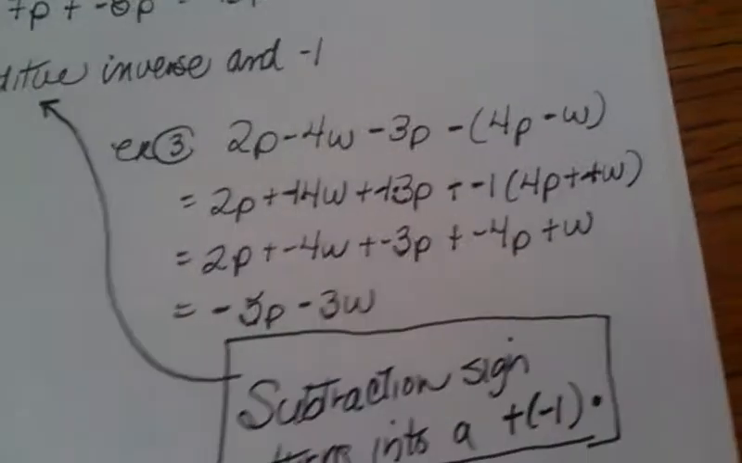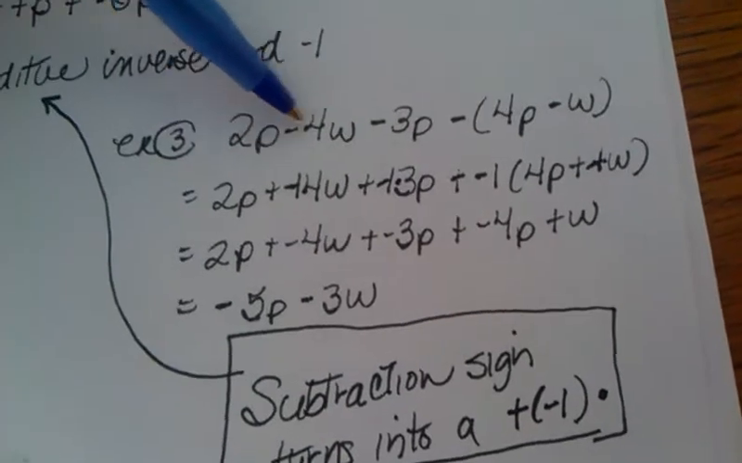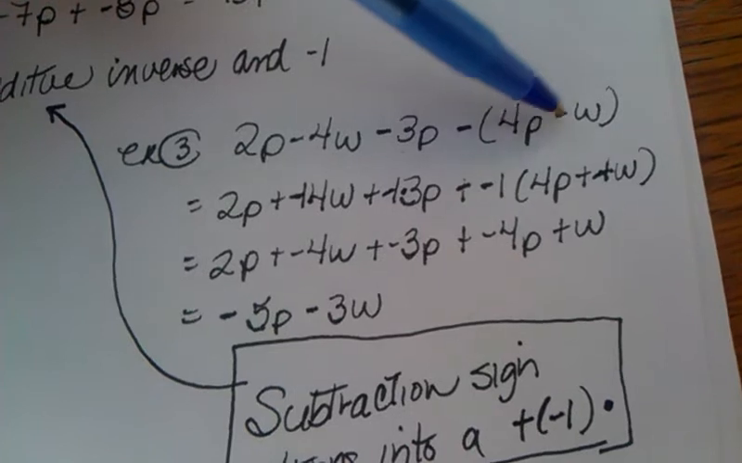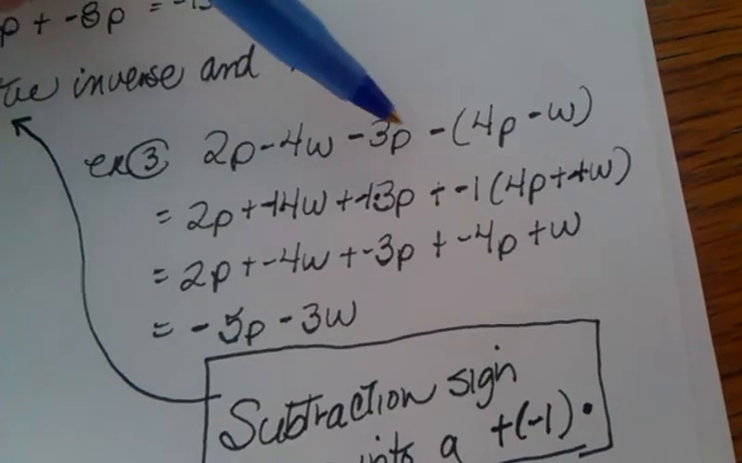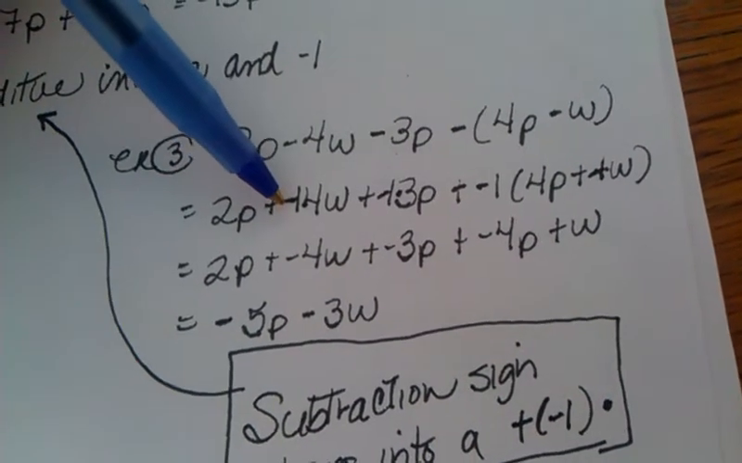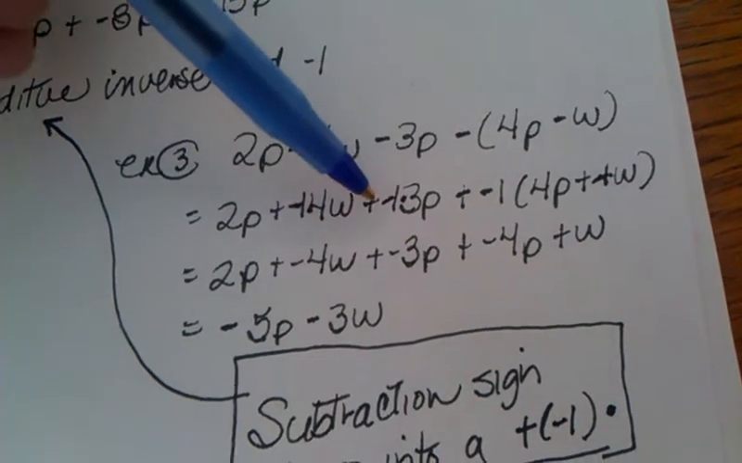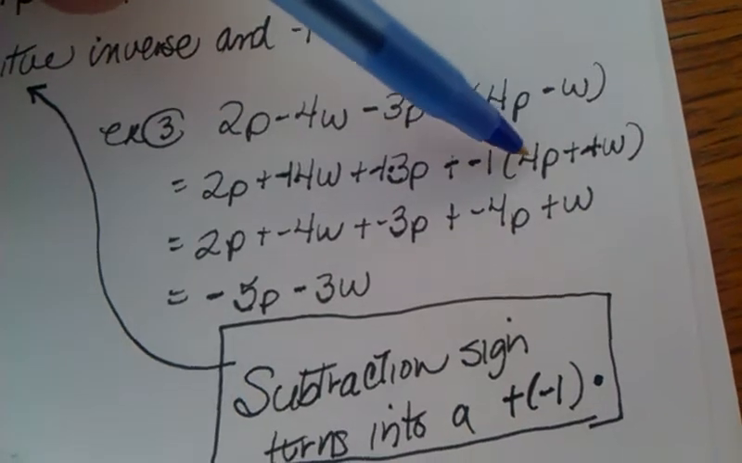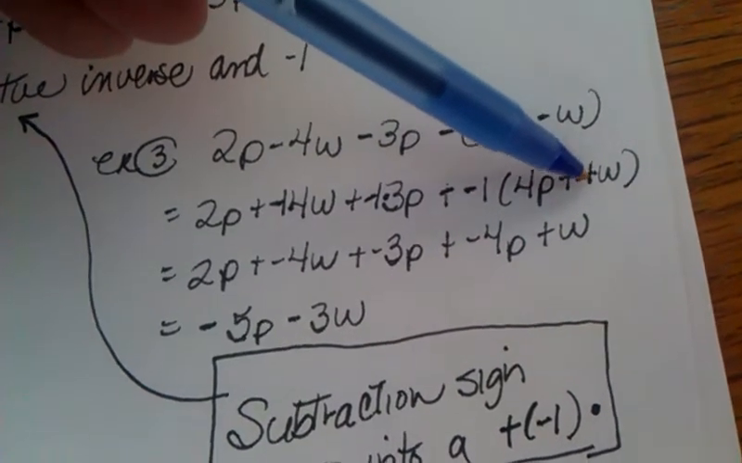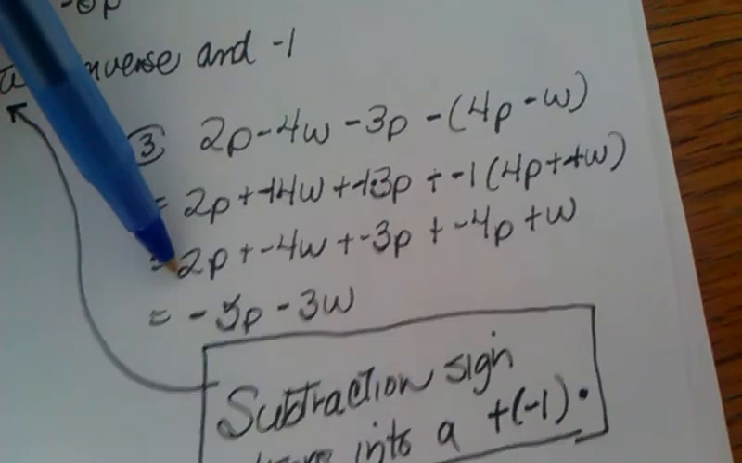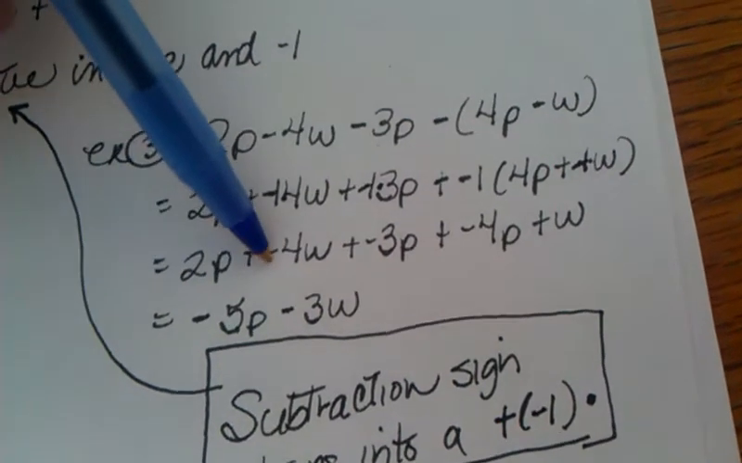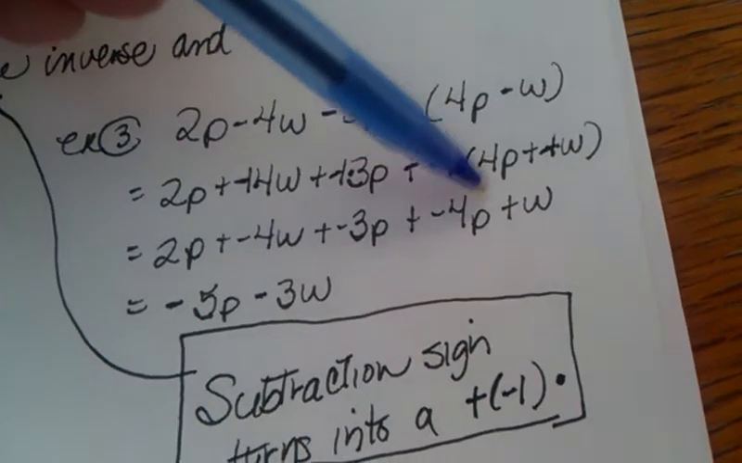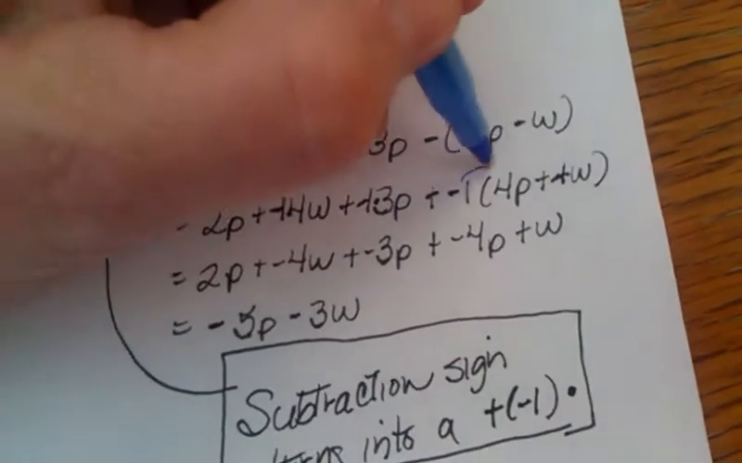And finally, a third example would be 2p minus 4w minus 3p minus 4p minus w. Really this is the same as saying plus a negative 1 times 4w, and plus a negative 1 times 3p, and plus a negative 1 times all of this, and plus a negative 1 times w. So that gives us 2p plus negative 4w plus negative 3p plus negative 4p plus w, because we're going to distribute that negative 1.